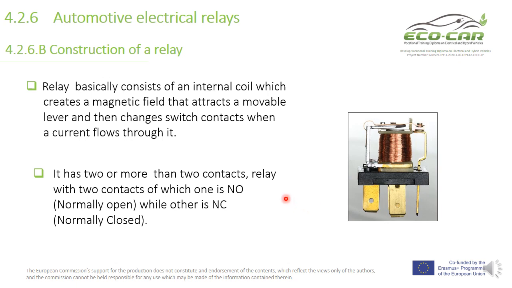A relay with two contacts, of which one is normally open. So this one is the normally open, while the other is normally closed. So we have here a normally open relay. The components of the relay are as follows. This is the relay coil.